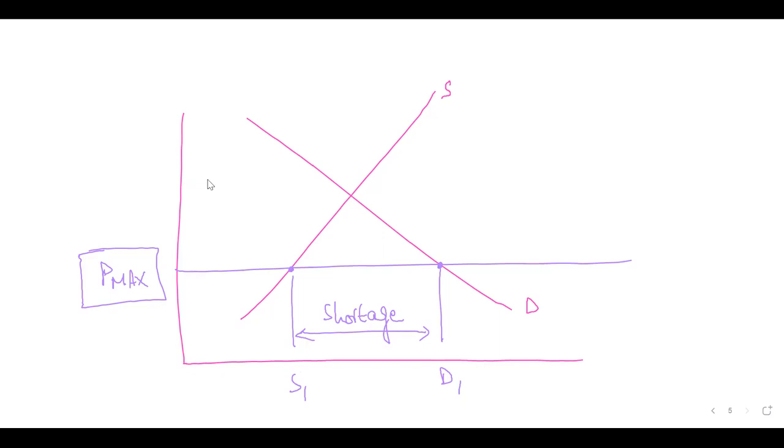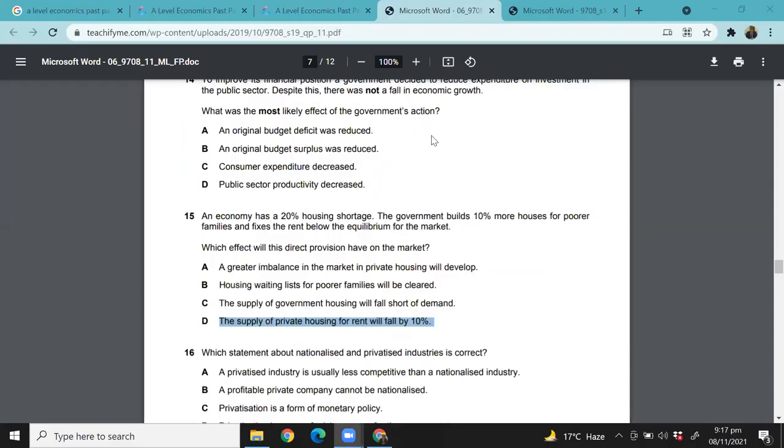To be very honest, no option was making direct sense, so I went with the elimination method. And C is making a little sense because the supply of government housing will fall short of demand. How can we say that? Because initially there was a 20% shortage, so the government should have provided for 20% of the homes, but the government only provided 10% of those homes. The supply of government housing is still short of the demand that exists, right?